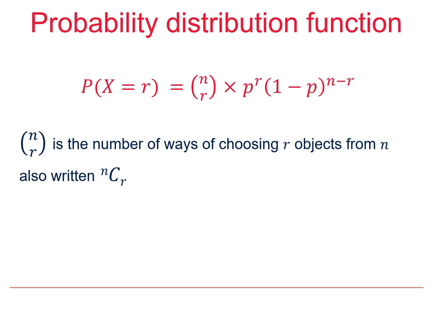So if we have a look here at the probability distribution function for a binomial, you can see the probability that our random variable takes the value r, when we have n fixed trials and p probability of success, is nCr, written like this, the number of ways we can obtain r successes out of n trials, multiplied by p to the r, so the probability of r successes, multiplied by (1 minus p) to the n minus r. The rest of the time we must have a failure. And remember, nCr, written like this or like this, is the number of ways of choosing r items from n.